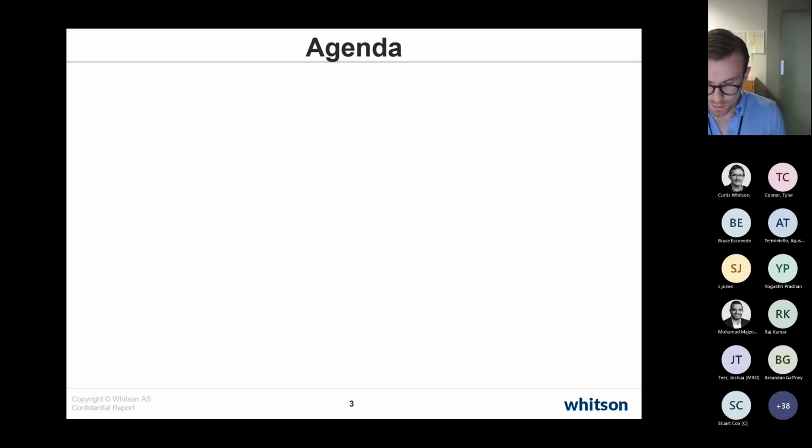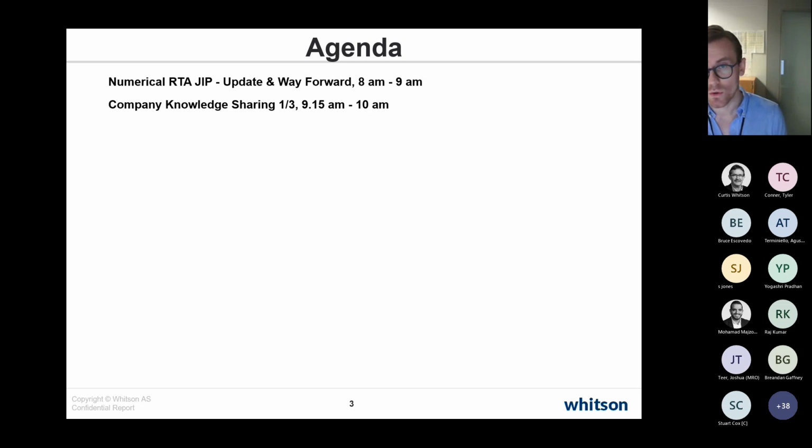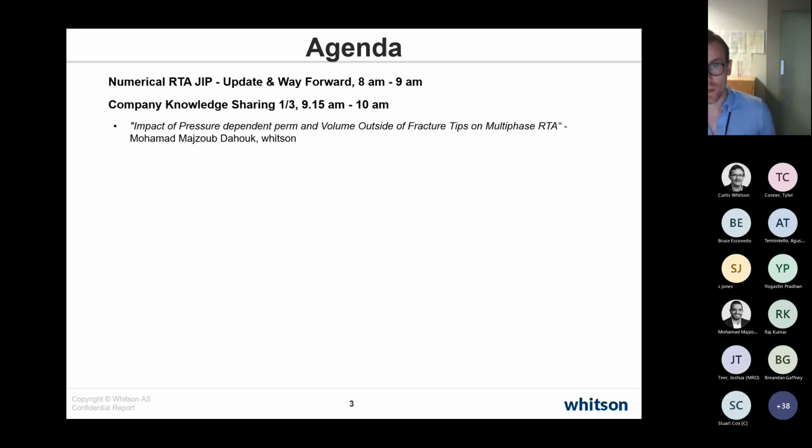When it comes to the update today, I'll give a quick update from 8 to 9. We've been doing a lot of different things. It's a wide audience here today, but what are the highlights of what we've been investigating and researching as a part of the Numerical RTA JIP, and also what is new in terms of the software. And then the main part of the session today is a knowledge sharing session related to different topics, with different presenters presenting on different topics.